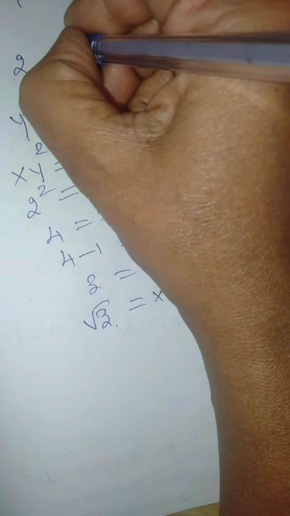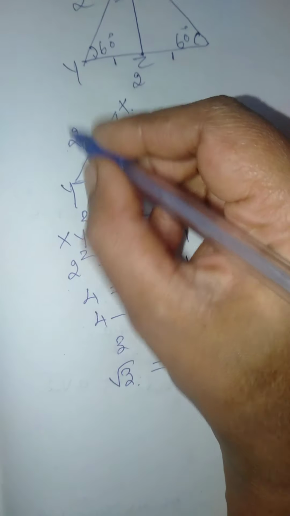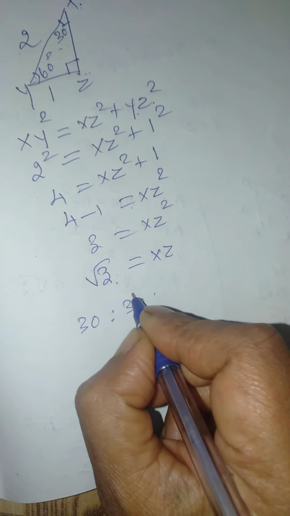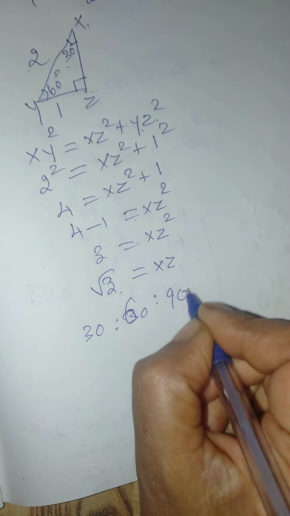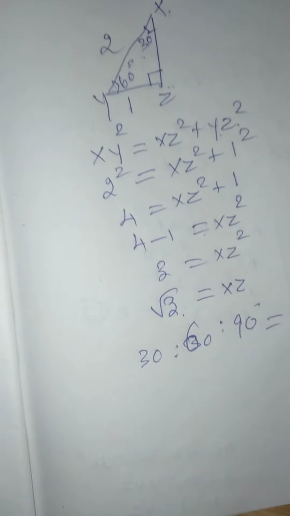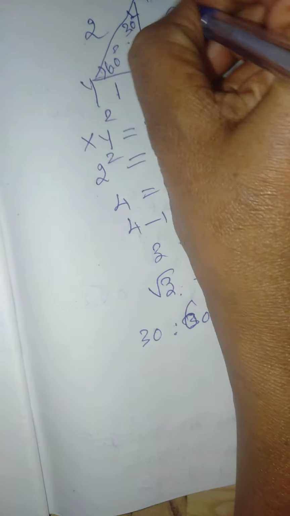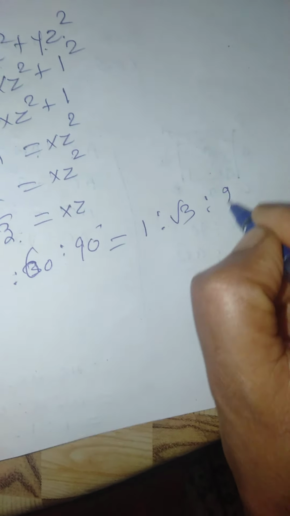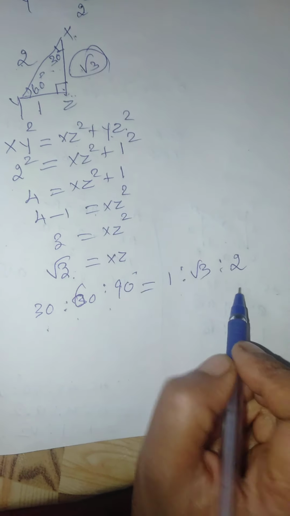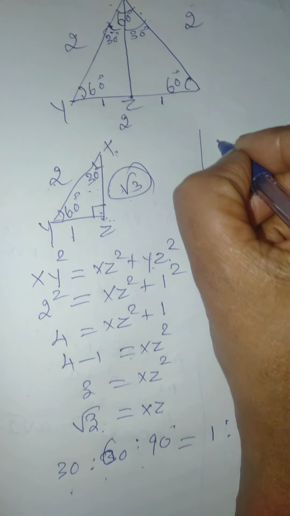So now actually the top angle is 30 degrees and this is your 60 degrees. So 30 degrees, 60 degrees, 90 degrees we are going to consider now. Opposite to 30 is 1, opposite to 60 we got XZ as root 3, and opposite to 90 is 2. So the ratio for 30 to 60 to 90 is 1 to root 3 to 2. Using this we can find out cos 60 or whatever it is.